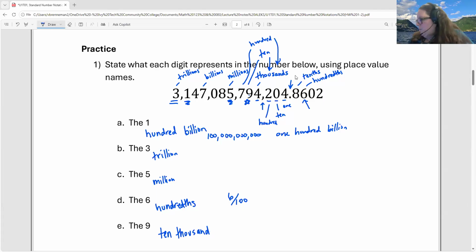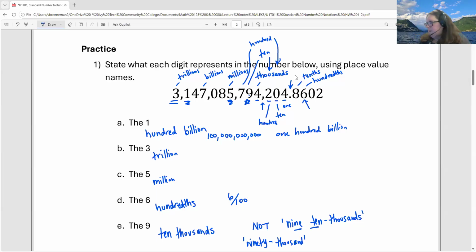10,000. We wouldn't say that as 9 10,000ths, or sorry, 9 10,000s. We would say that instead as 90,000. So the 9 tens would combine together.